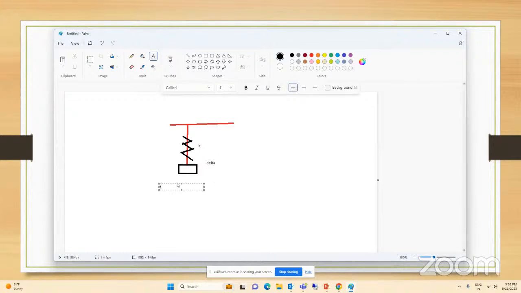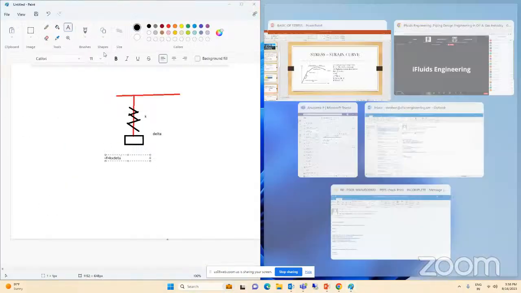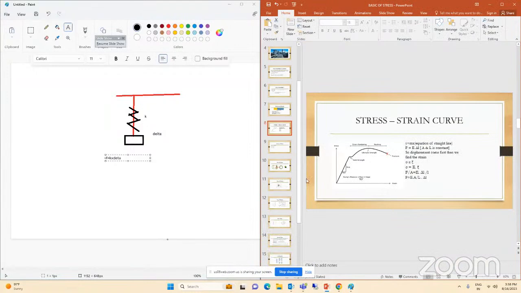So the force is equal to K into delta. We have to correlate these two formulas into one. So F will be the same, K into delta, and delta and delta L are the same. So the stiffness K is equal to EA divided by L, into delta L. Okay.